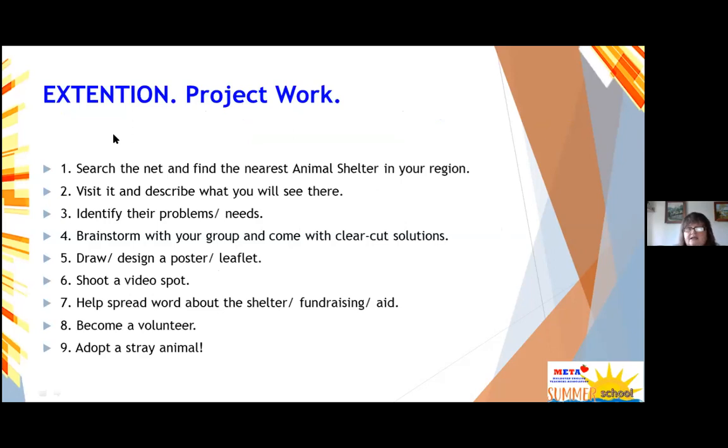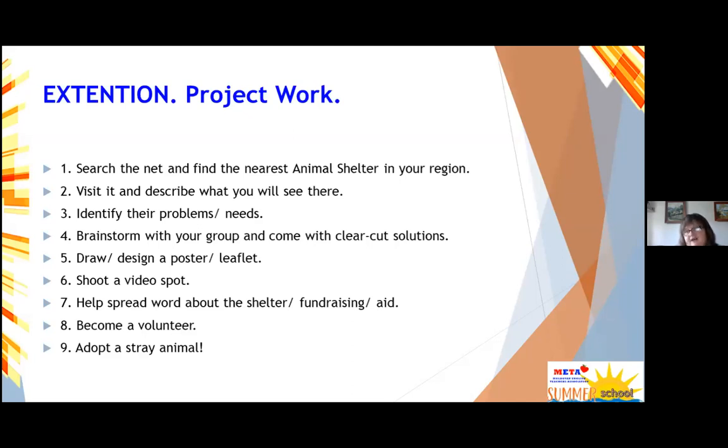You know, when we look at the lesson projects, the last stage is extension. And very often, teachers don't know what to plan for that extension stage.